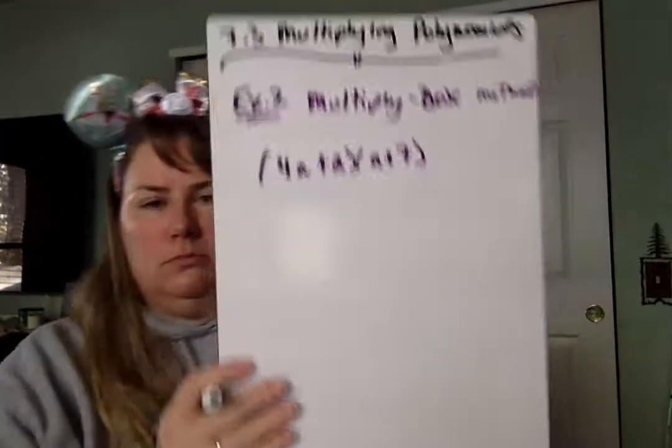I like the box. The box is a very visual method, and it's easier to see the answer, I think, especially when your polynomials get larger than binomials, which we will be doing. Okay, let's do another one. Let's go 4a plus 2 and a plus 7.